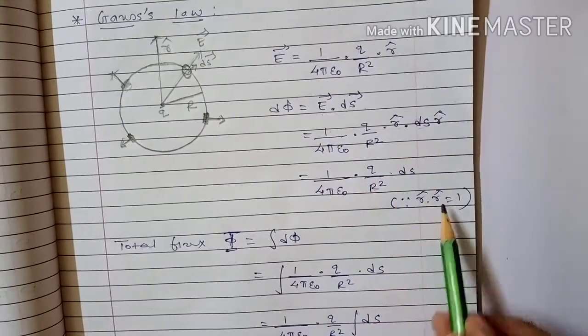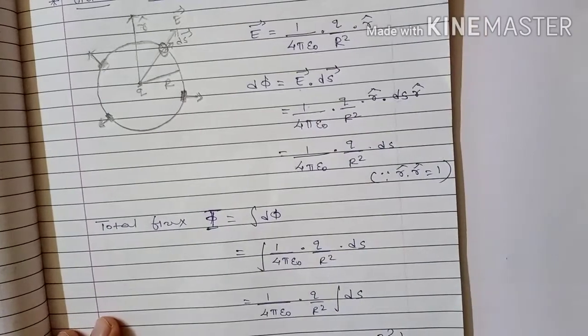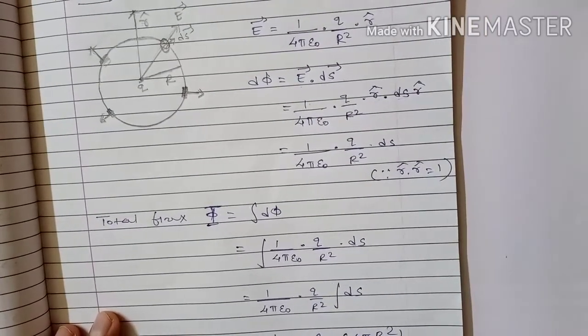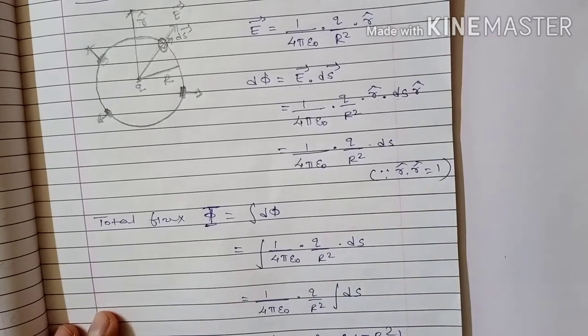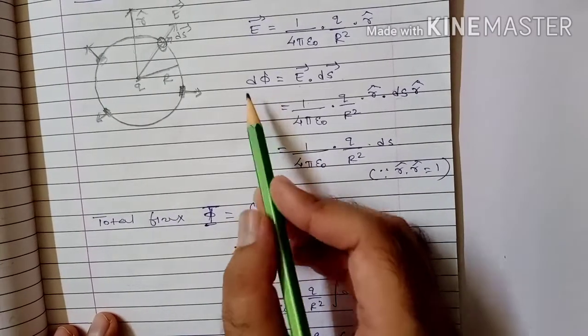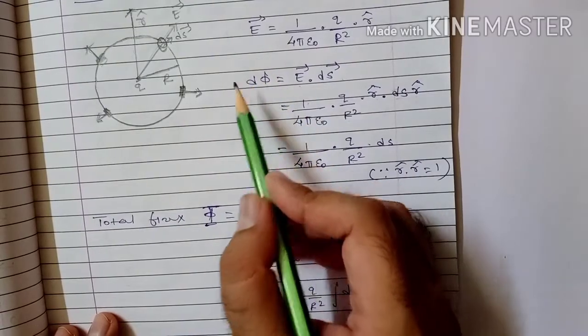r cap dot r cap, that is 1. As we know, i cap dot i cap is 1, j cap dot j cap is 1, k cap dot k cap is 1. So r cap dot r cap must be equal to 1. Here we got the flux linked with the small area element.